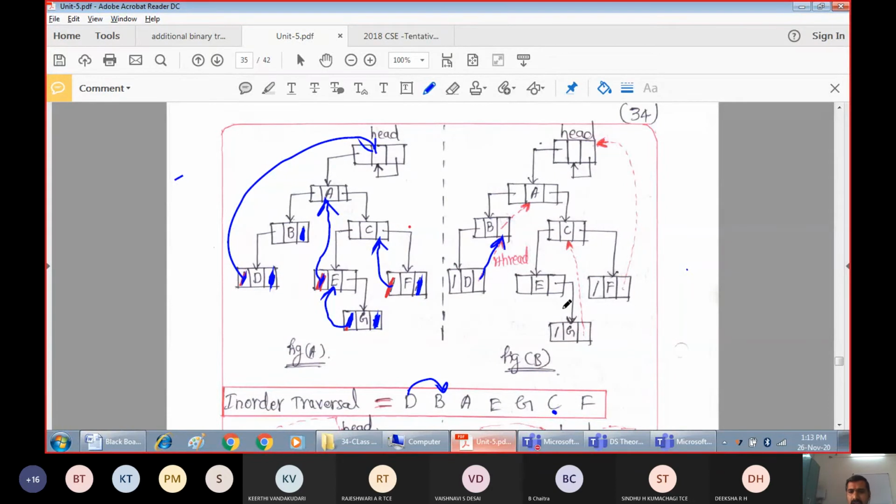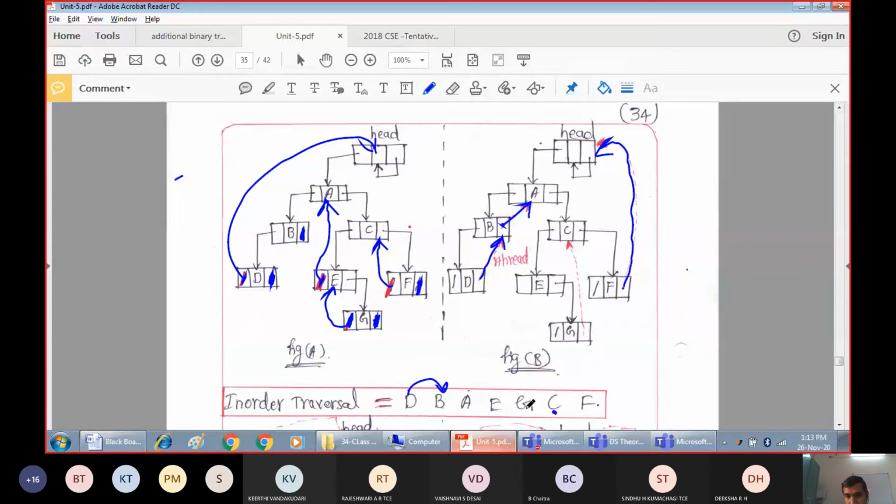Now, is there any other null? Where null is there? Yes, for B we have null. What is the next node of B? The next node of B is A. That means the in order successor of B is A. So B should point to A. What is the successor of F? Which is the node after F? After F there is no node. That means we will point to the header node.